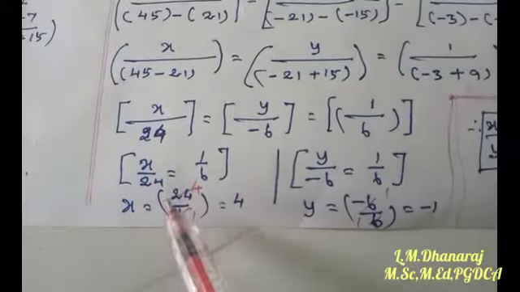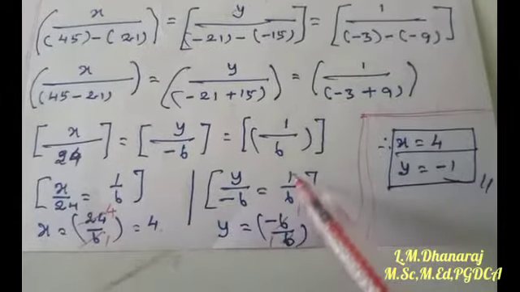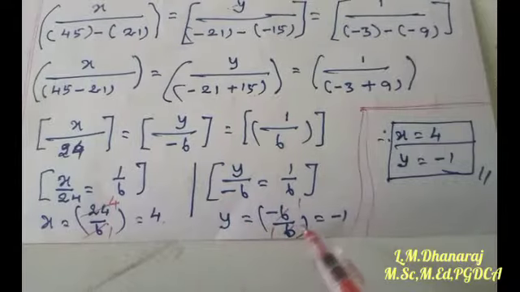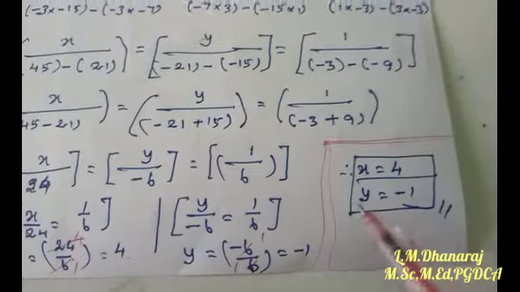Now we have to equate the x term with the constant term. So x by 24 is equal to 1 by 6. By cross multiplication we will be getting x is equal to 4. And similarly y by minus 6 is equal to 1 by 6. As a result we will be getting y is equal to minus 1. So the value of x is equal to 4 and y is equal to minus 1.